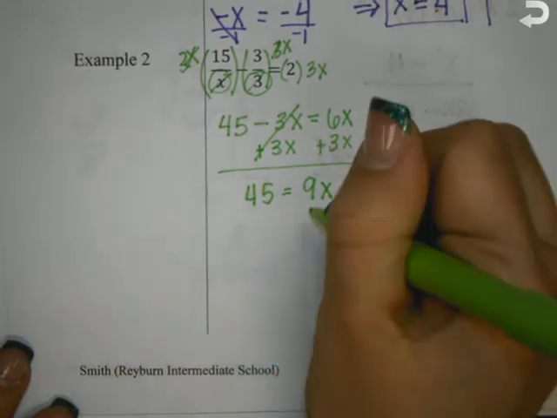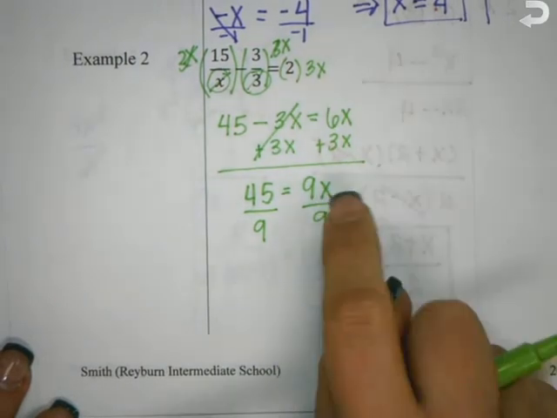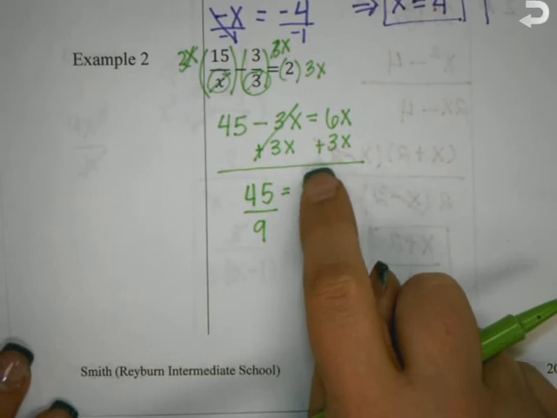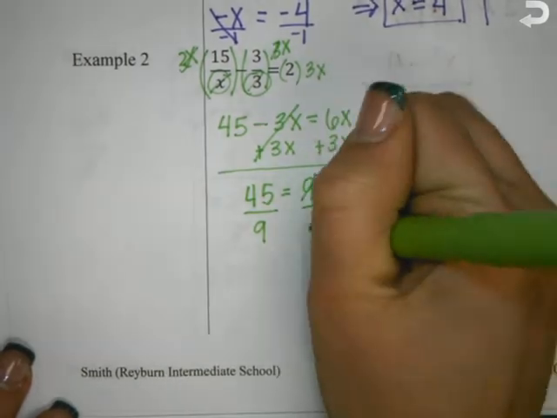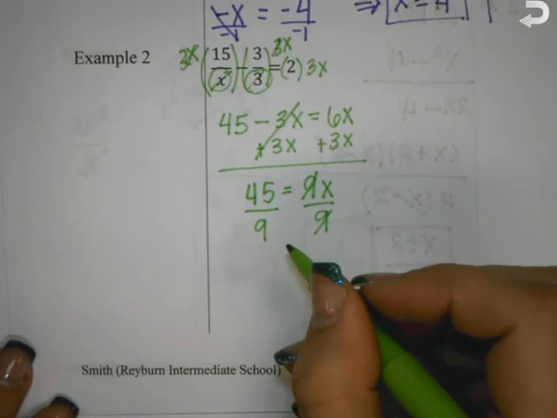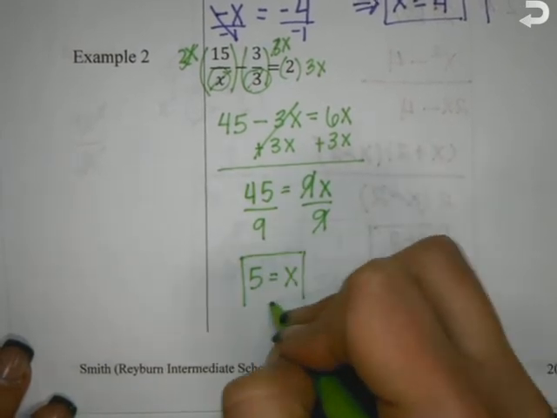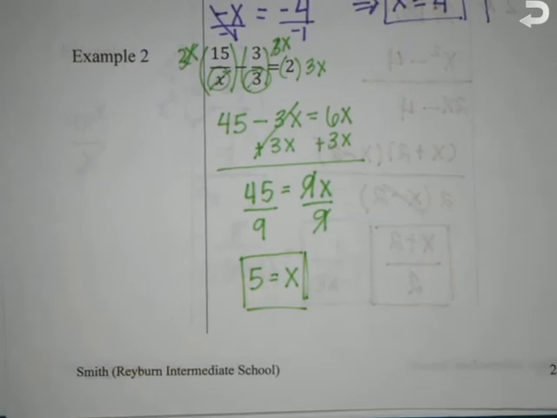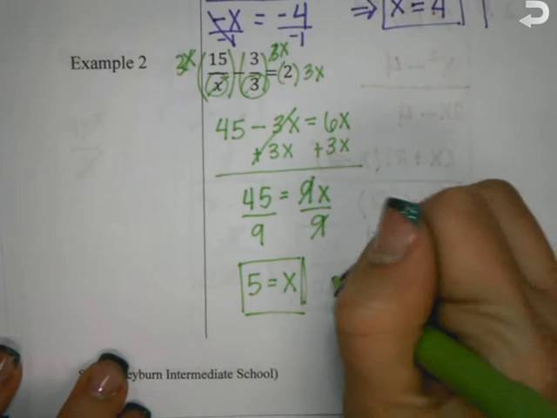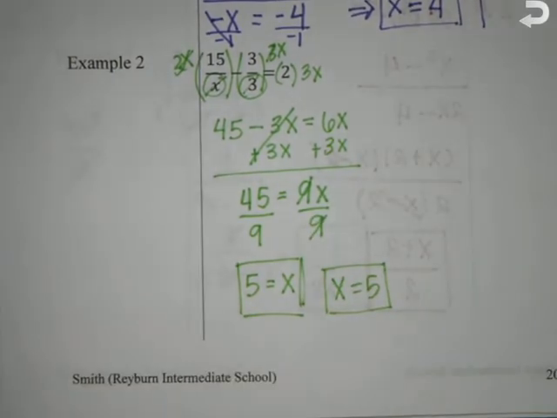Why do you divide by 9? Because I need to get x all by itself, and right now it's being multiplied by 9. So I need to cancel out that 9 by dividing. So 45 divided by 9 gives me 5 equals x. Good question. You could also write it, because we're so used to this, x equals 5. It is the same thing. Okay? So, example 3.